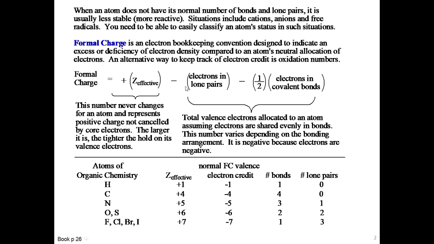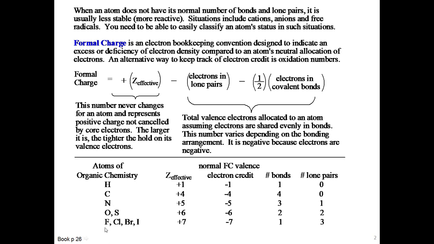And then we're going to compare that number, which is a positive number, to all of the negative electron credit, which is negative. If they come out exactly the same, there will be zero formal charge. However, if there's a deficiency of electrons, the positive number will be bigger and we'll get a positive formal charge. If there's an excess of electron credit, then the negative numbers will be bigger and we'll have a negative formal charge.